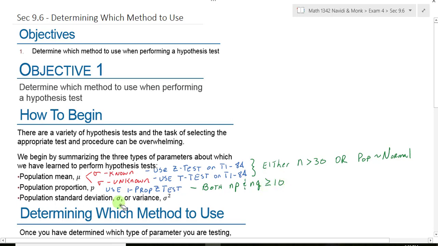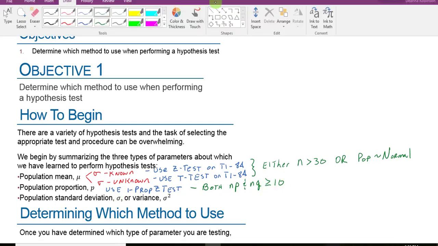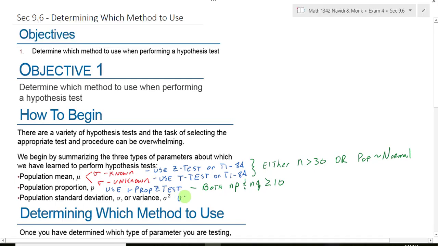If you're testing a claim about a variance or a standard deviation, you're going to use the formula chi-square equals n minus 1 times s squared divided by sigma squared, where the sigma is from your null hypothesis. And you look up your critical values on a chi-square table. The condition that must be satisfied here is that the population has to come from a normal distribution. It doesn't matter how large your sample size is, you have to know that your population is normally distributed.